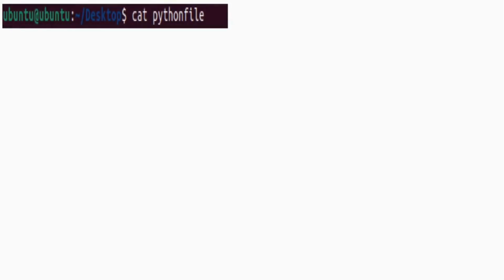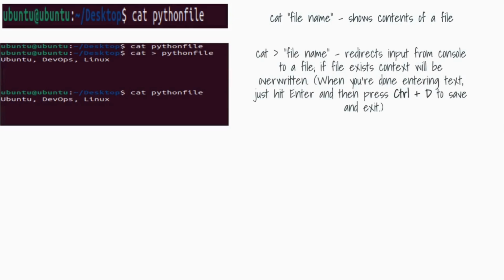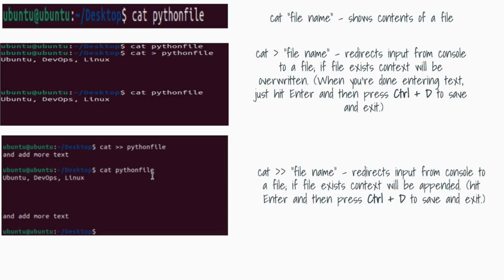Viewing file contents. To view what's inside a file, you can use the cat command. Simply type cat filename and you'll see the file's contents displayed. If you want to add text to the file, you can redirect input with cat > filename. This will allow you to start typing and save the text into the file. If the file already exists, this method will overwrite the current contents. To add new content without erasing what's already there, you can use double greater than (>>) instead of greater than. When you're done entering text, just hit Enter and then press Ctrl+D to save and exit.